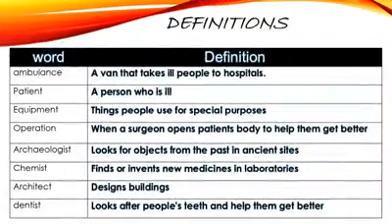Let me start my vocab with ambulance. An ambulance is a van that takes ill people to hospitals. Patient. A patient is a person who is ill. Equipment. Equipment means things people use for special purposes. Operation. When a surgeon opens a patient's body to help them get better.